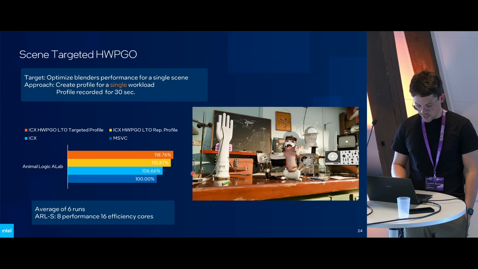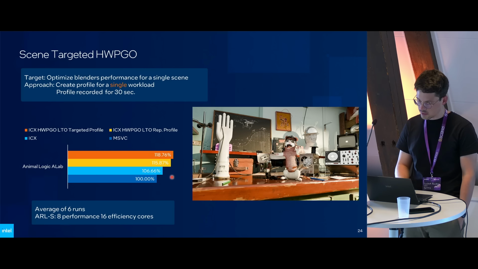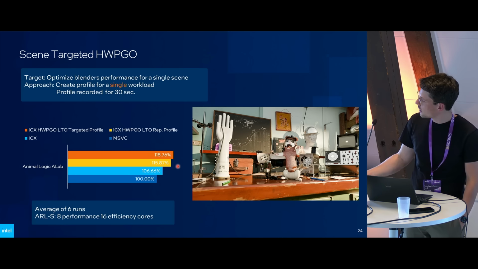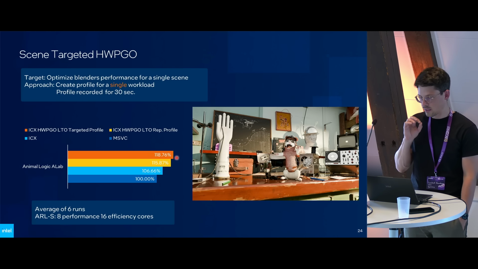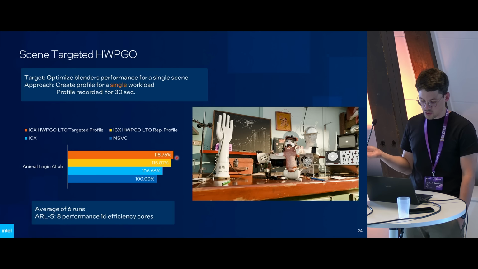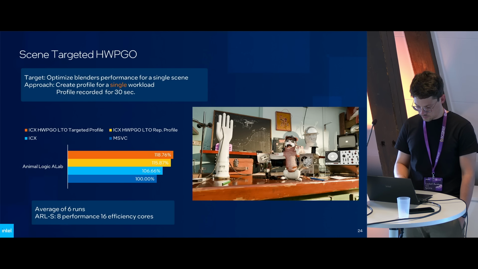This is what you get for the ALAP scene. For MSVC, that's the baseline. Then ICX adds 6.6% performance, and with the general profile, which I showed on the last slide, we get a 16% speed up. And if we do it with a special profile just for the single scene, we even get 3% better performance out of the whole thing. So these are the two ways you can use HWPGO.